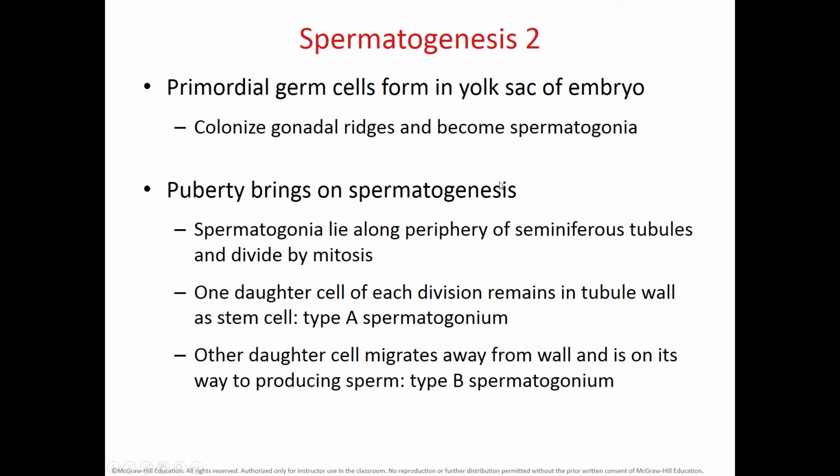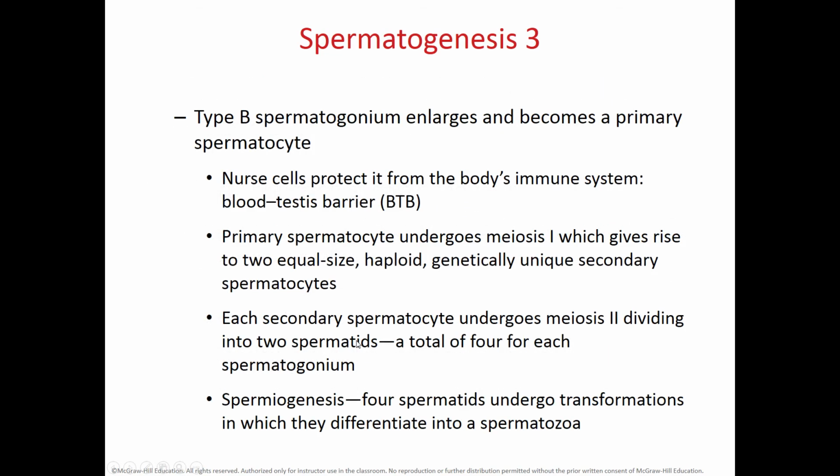So the actual spermatogonia form in the yolk sac in the embryo, and then they migrate to the testicles, and they colonize the testicles, and they become spermatogonia. And then under the influence of the testosterone that is released during puberty, you will have the activation of mitosis of these spermatogonia, so you can form these spermatozoa and later on these sperm cells.